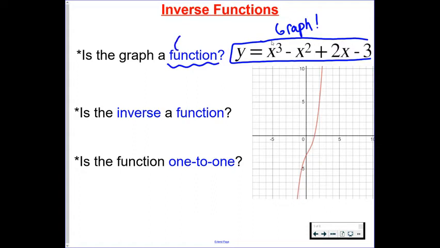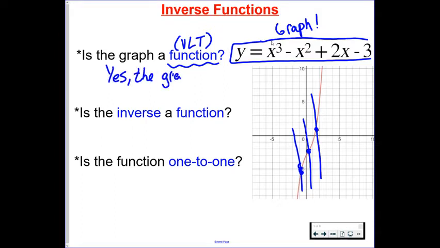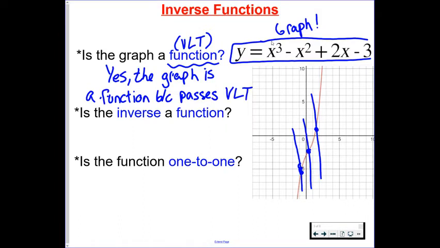Well, as you look to the right, I graphed it for you. Remember, we're asking ourselves, does this pass the vertical line test in order for it to be a function? So as I draw vertical lines through the graph, you can see it crosses once each time, which means yes, the graph is a function because it passes the vertical line test.